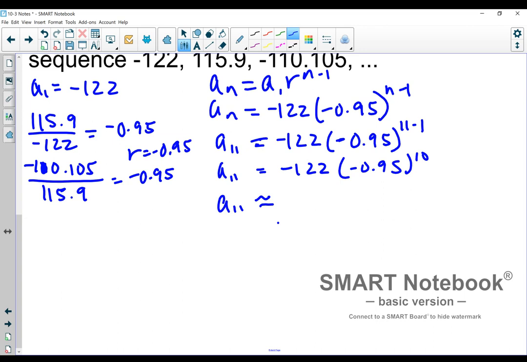So when I plug this into my calculator, make sure that you raise it to the power first. And I know that 0.95 to the 10th should be positive, so I probably wouldn't even put the negative in my calculator. I would just do 0.95 to the 10th, multiplied by negative 122. And we get about negative 73.05.